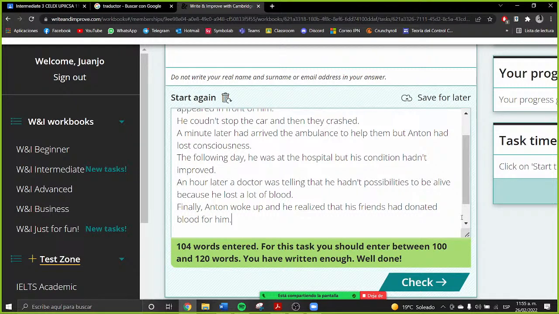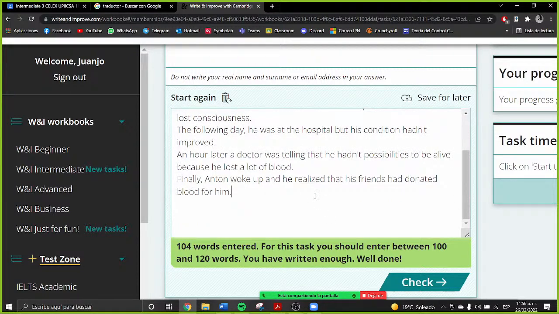So, maybe it could be later that week. Una semana más tarde, tal vez. Or after a while. Well, after a while. He cried of felicity.